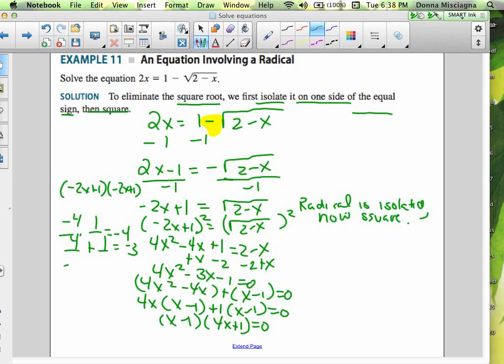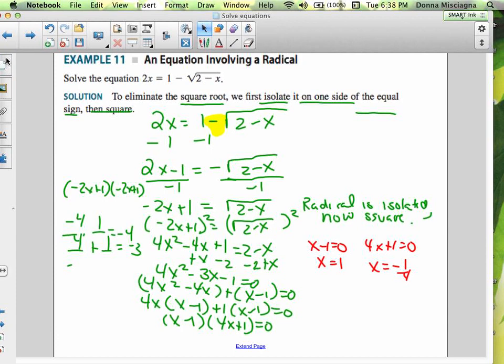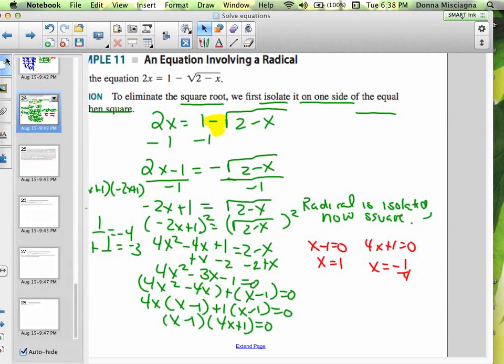And we have two solutions. We have x minus 1 equals 0. That would make x equal to 1. And we have 4x plus 1 equals 0. That makes x equal to -1/4. Right? Subtract 1, divide by 4. On the next page, let's check our solution. Make sure we don't have any extraneous solutions.